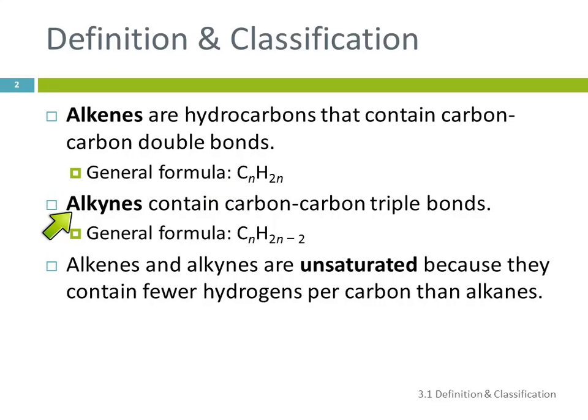An alkyne is going to have at least one triple bond. And if it has one triple bond, the formula will be CnH2n minus 2. So two fewer hydrogens than an alkene. And we say that these are unsaturated because they have fewer hydrogens than an alkane does. An alkane is a saturated hydrocarbon.